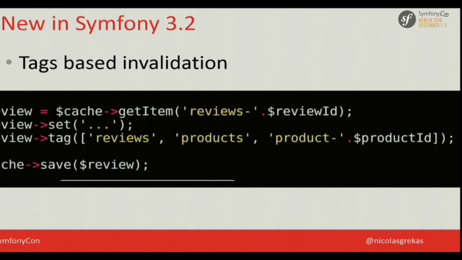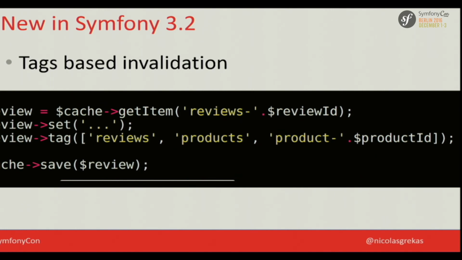Okay, and last feature of Symfony 3.2 is tag-based invalidation. So let's say you have items everywhere, and you want to remove and to invalidate some cache data because it's not valid anymore. With tag-based invalidation, you can invalidate all related things. So this is an example.